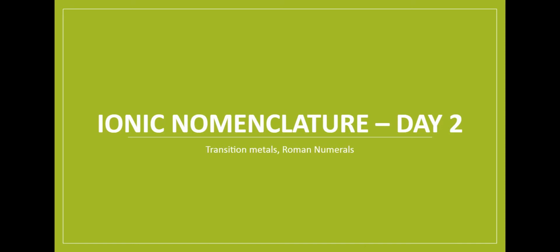Okay, so hi everyone. This is the second part of our ionic nomenclature video. And today we're going to focus on transition metals, which are a little bit different because they can vary their number of valence electrons. And we're going to use Roman numerals to help us out with the naming.